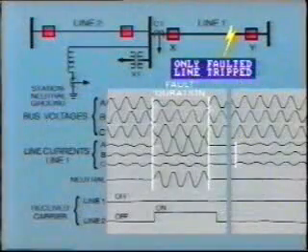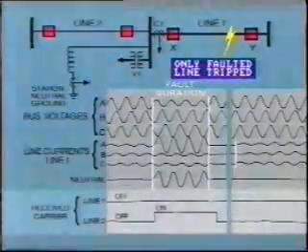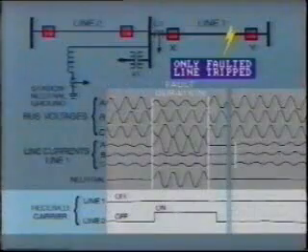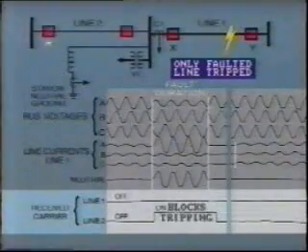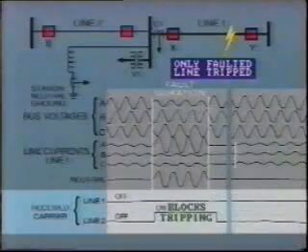Number 4, only the faulted line has tripped. We can tell this from the received carrier signals on lines 1 and 2. Since this is a carrier blocking scheme, a received signal means that high-speed tripping is blocked. You can see that the system operated correctly.